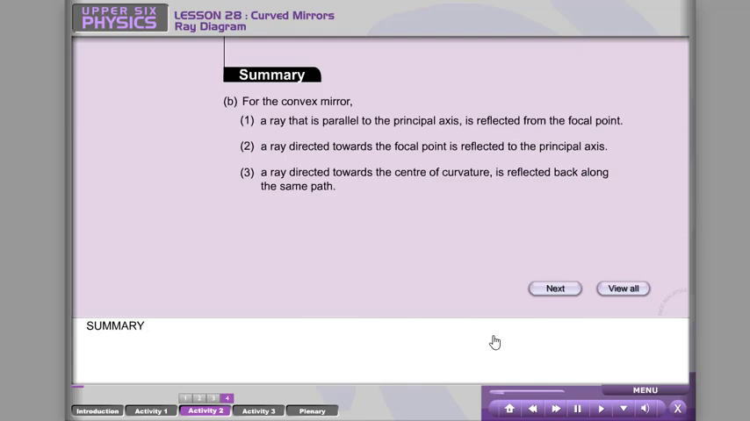B. For the convex mirror. 1. A ray that is parallel to the principal axis is reflected from the focal point. 2. A ray directed towards the focal point is reflected parallel to the principal axis. 3. A ray directed towards the center of curvature is reflected back along the same path.